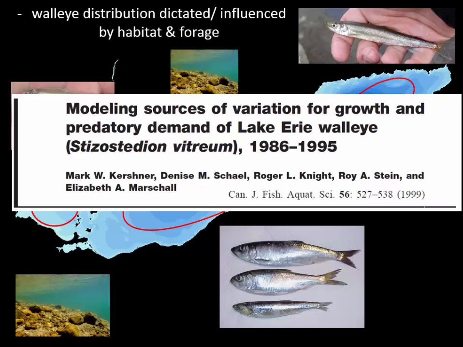Well, Mark Kershner, more than a few years ago, came out with a paper modeling the sources of variation for growth and predatory demand of Lake Erie walleye. And he talks in there about the Western Basin stocks. As the individual fish get older, their physiology changes, and they have to, in essence, move to the Central and Eastern Basins in order to conserve energy. So he did a nice job of explaining that. A lot of the inferences he drew were from some tagging studies that were done, and I'll explain those in a minute. What we're looking to do with this new telemetry work is expand on that, and have a better understanding of why these fish are moving, when they're moving, and so on and so forth.